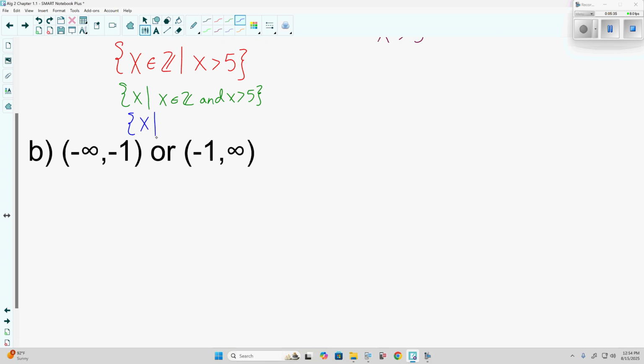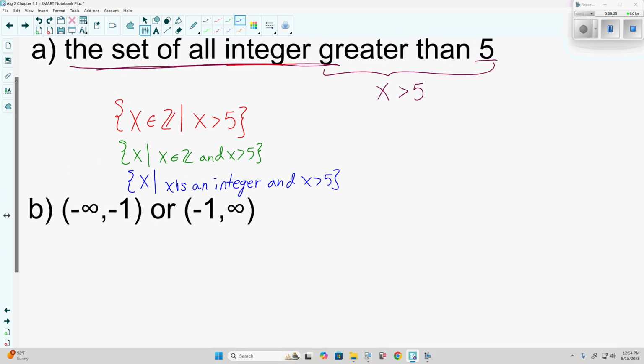For all real numbers x, such that x is an integer and x is greater than. That's a whole lot of writing just to say the same thing as the top two. Make sense? We don't need all of them, we just need one of them. Many different ways to write it, all are saying the same thing. Questions on A?